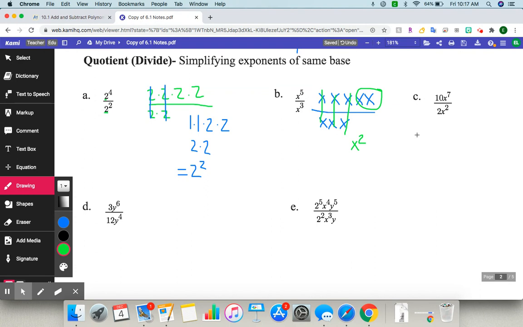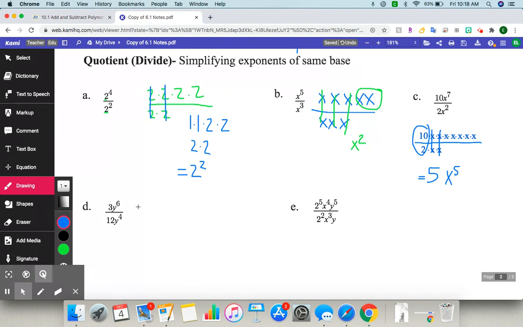In part C, we have 10 times 7 factors of x divided by 2 times 2 more factors of x. So as you can see, the 2 pairs of x divide to 1. So we're left with 5 total factors of x. And then this is simply 10 divided by 2, which is 5. So the final simplified version is 5 times x to the 5th power.